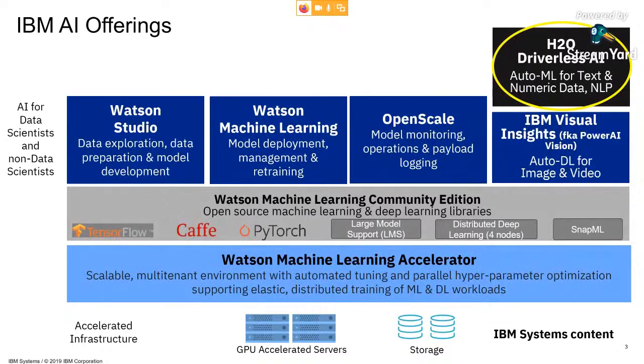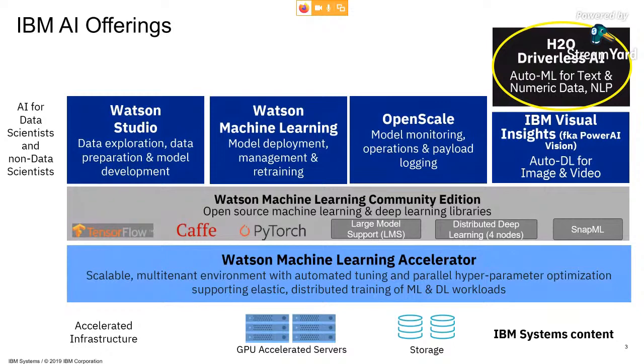we have IBM Power servers. They're GPU accelerated. We've partnered with NVIDIA. And then storage, of course. Lots of storage is typically required to train these models. And so IBM has a strong portfolio of storage to support that.